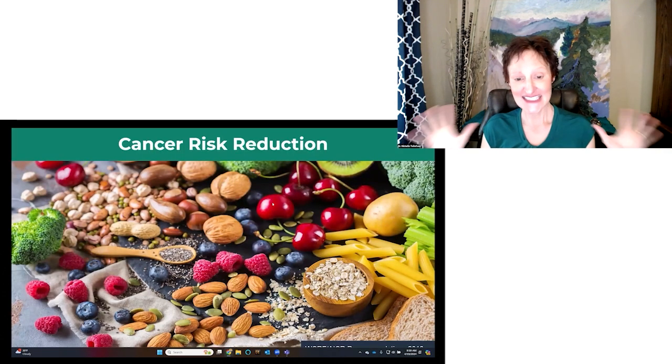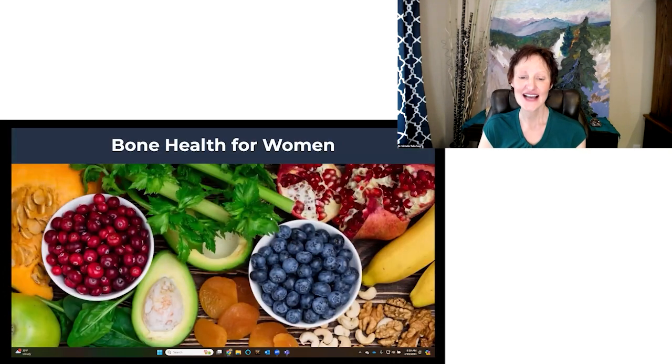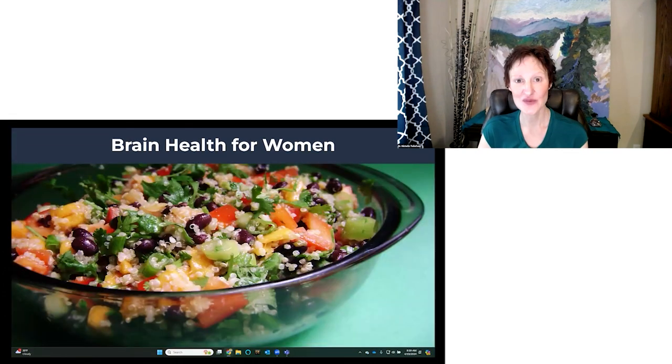Now, the exciting thing is that increasing fiber intake is not just good for your gut microbiome, it also decreases the risk of several different types of cancers and cancer recurrence if you're a cancer survivor like me, according to the American Institute for Cancer Research. It also improves bone health in women. It's been shown to support brain health.